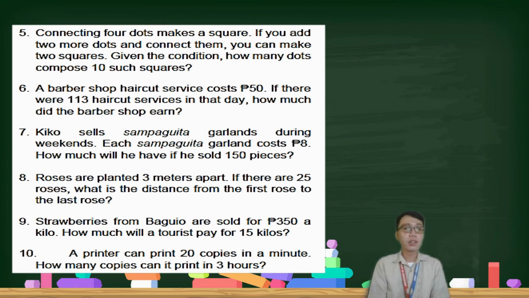Number 8. Roses are planted 3 meters apart. If there are 25 roses, what is the distance from the first rose to the last rose? Number 9. Strawberries from Baguio are sold for 350 per kilo. How much will a tourist pay for 15 kilos? Number 10. A printer can print 20 copies in a minute. How many copies can it print in 3 hours?